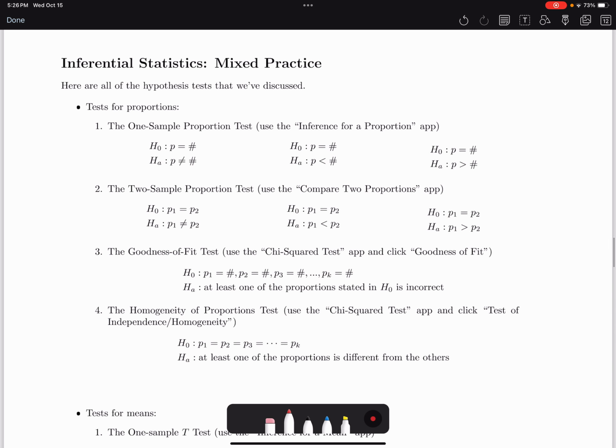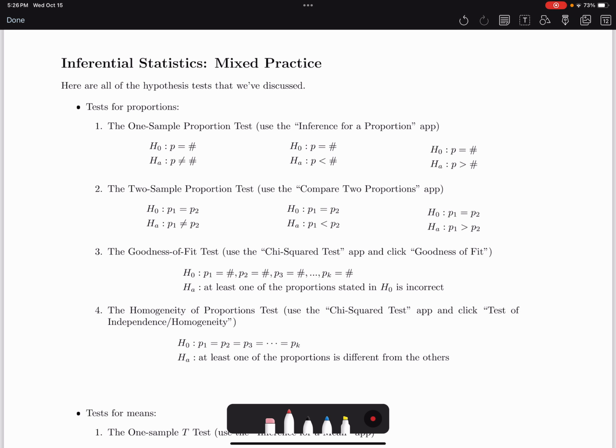What I want to do is just practice setting up a whole bunch of different hypothesis tests. And so just to refresh our memory on the hypothesis tests that we've talked about, here's a list. So far, we've talked about 8 hypothesis tests in this class. In Unit 4, we'll introduce one more hypothesis test. Okay, but these are the 8 that we've talked about so far.